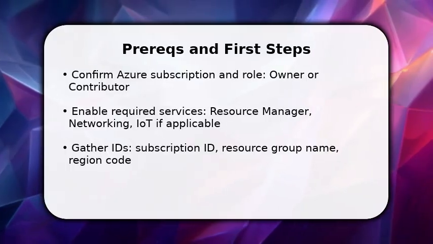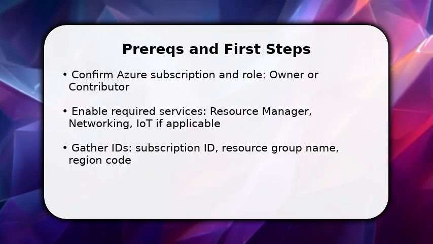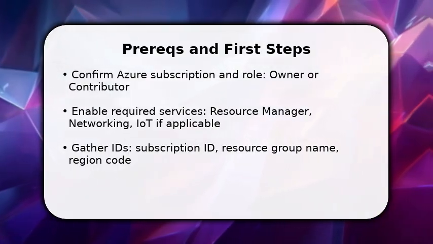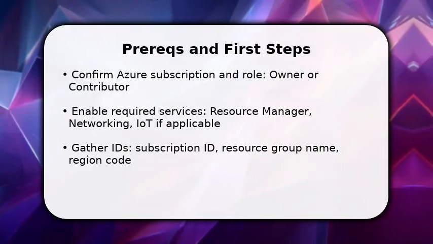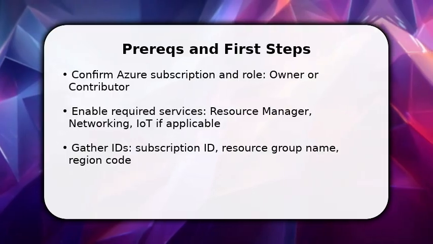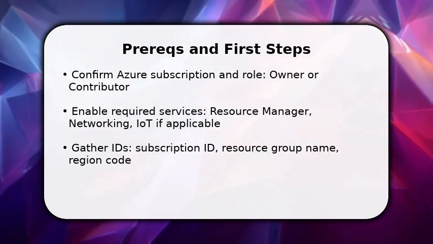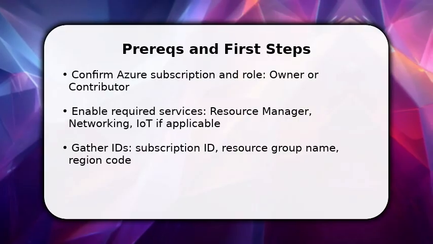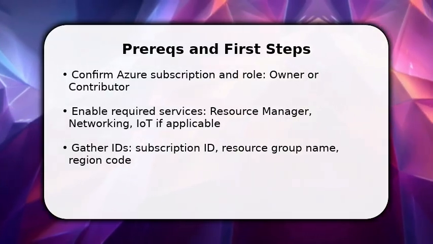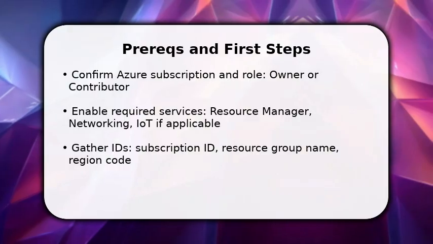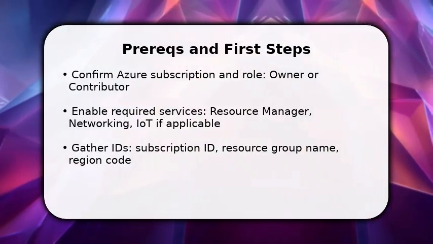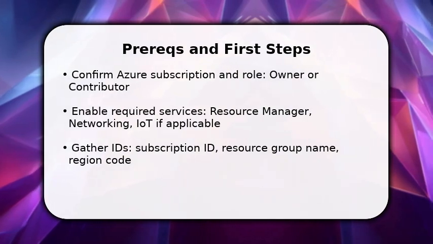You start by confirming prerequisites. You need an Azure subscription and proper role membership. Once done, create or choose a resource group in your target region and note the subscription ID. Next, enable any required services such as Resource Manager and networking APIs because the Dome deployment needs those. Make sure you have authentication configured, Azure CLI or portal session, plus service principal or user credentials. You're ready to proceed to provisioning the Dome resources.